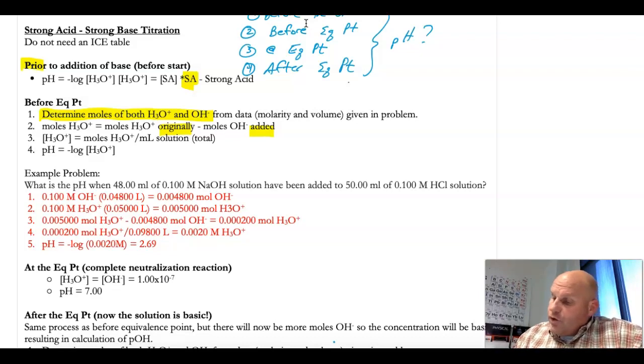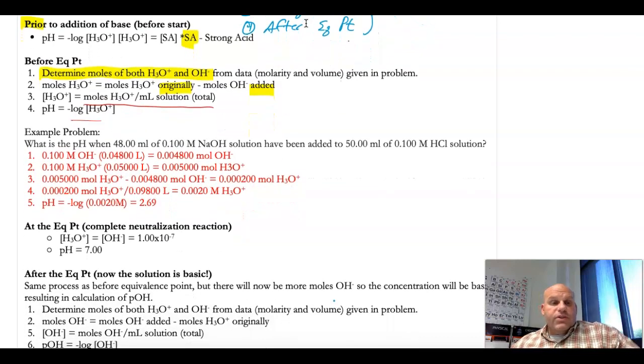Once I have moles of H3O plus, you can see here, I can then divide it by the total volume of solution of the acid and the base combined to get my concentration of H3O plus, and then I can calculate my pH. So I have a little example problem here where I walk through those steps to show you again. What is the pH?